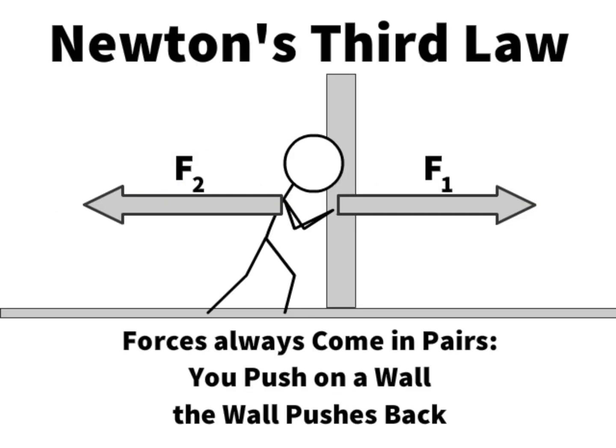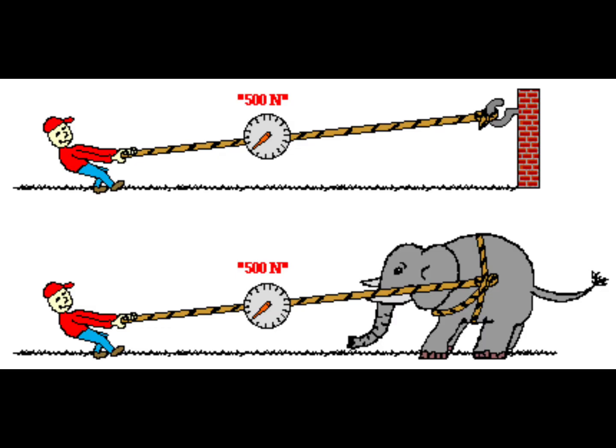Newton's third law of motion states that for every action there is an equal and opposite reaction. This means that if one object exerts a force on another object, the second object will exert an equal and opposite force back on the first object.